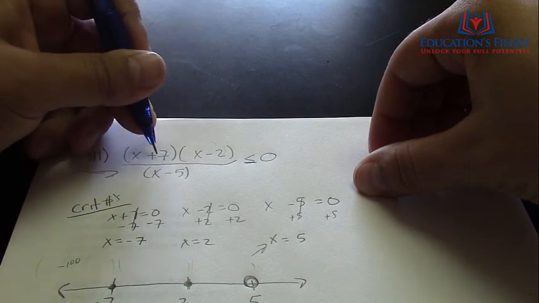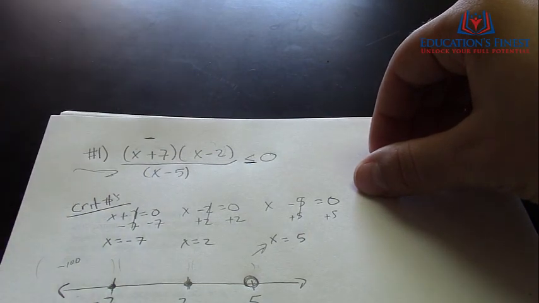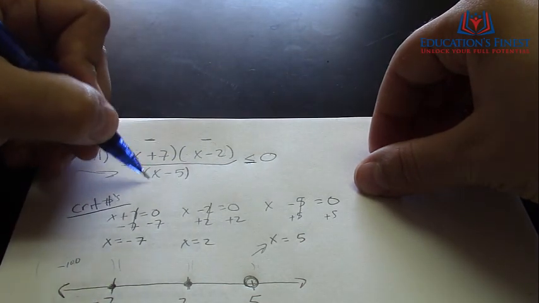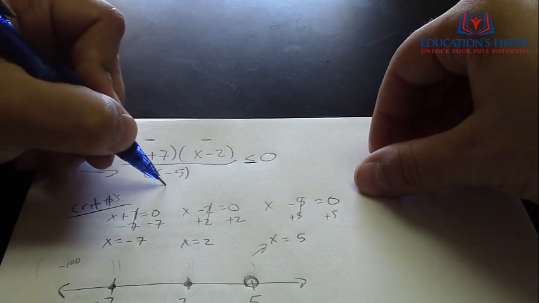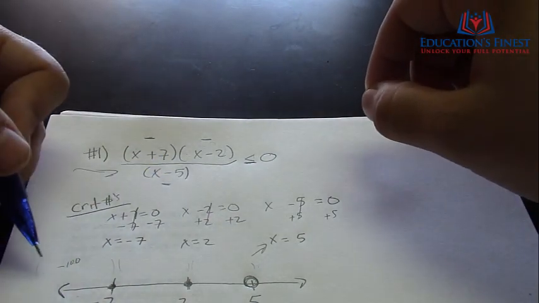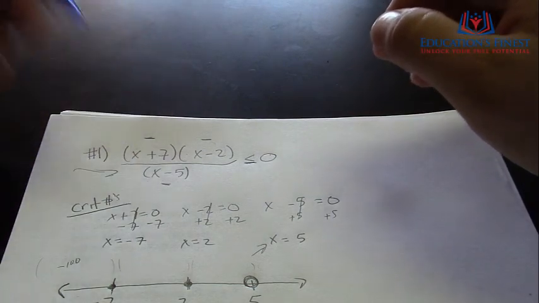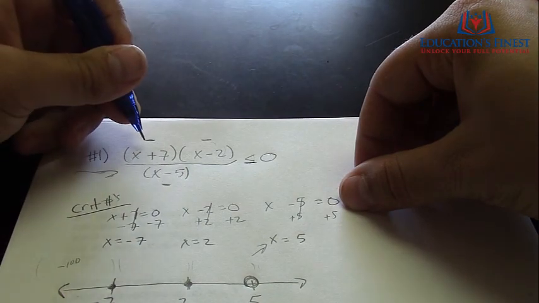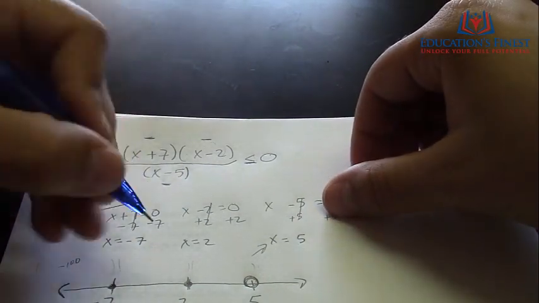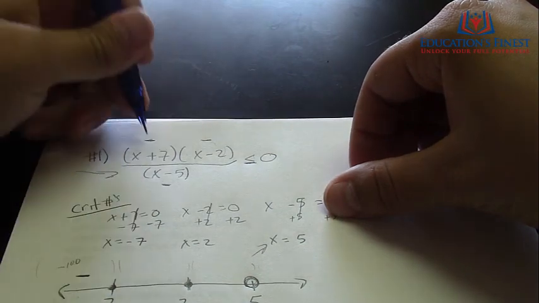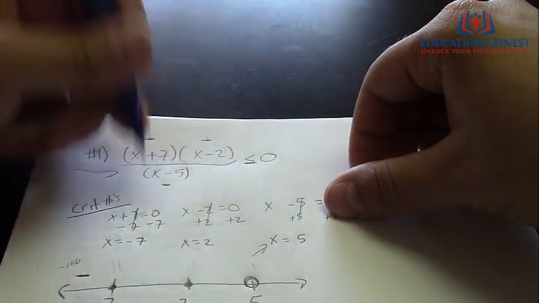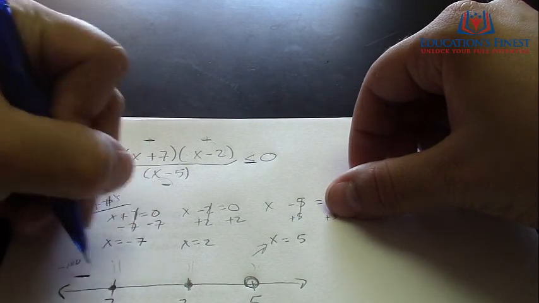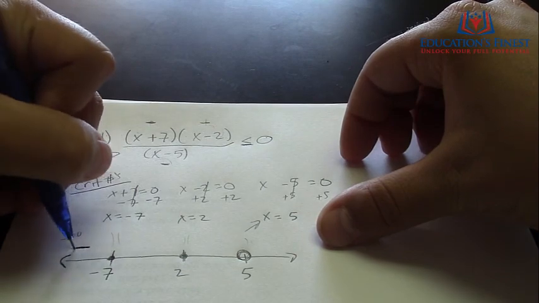Well, -100 + 7 is obviously a negative number. -100 - 2 is a negative number. And -100 - 5 is a negative number. That's why I picked -100, because it's so large that you can easily tell. We have 3 negatives here. An odd number of negatives is always going to be negative, because a negative times a negative is a positive, and then we're left with 1 negative left over. So from negative infinity to -7, it's in a negative zone.